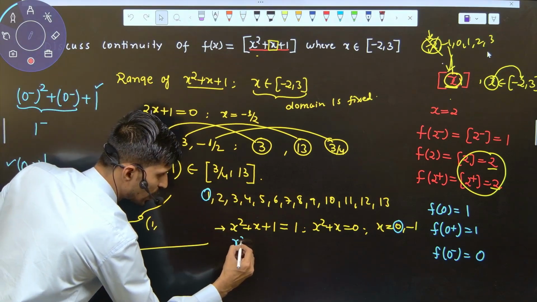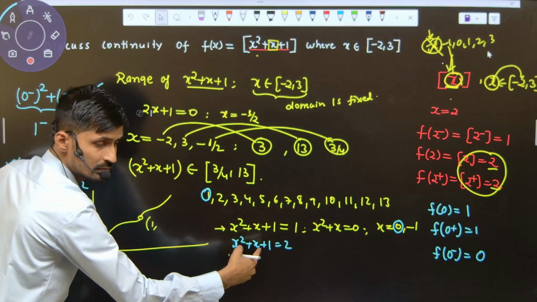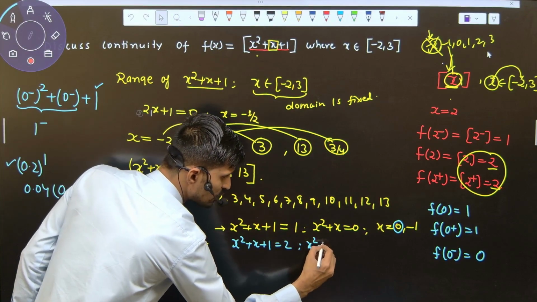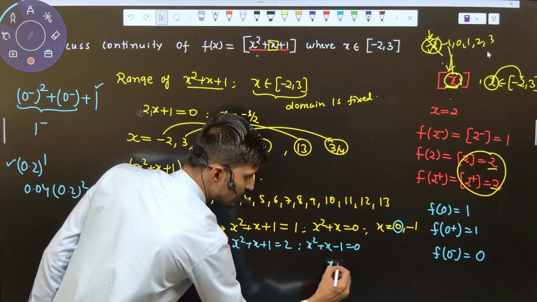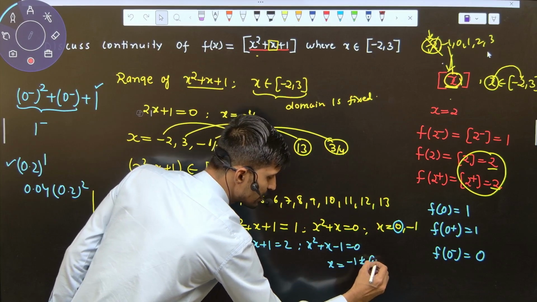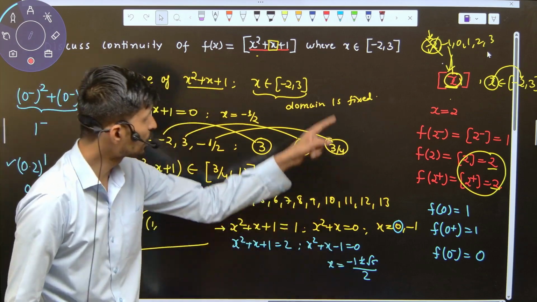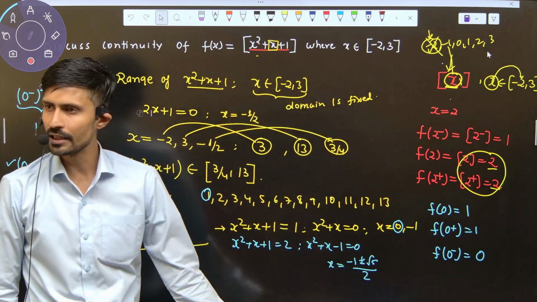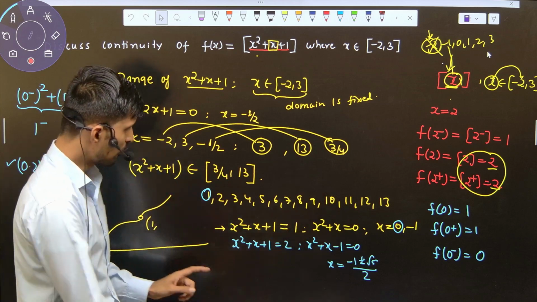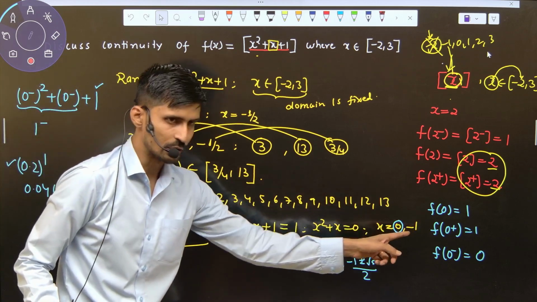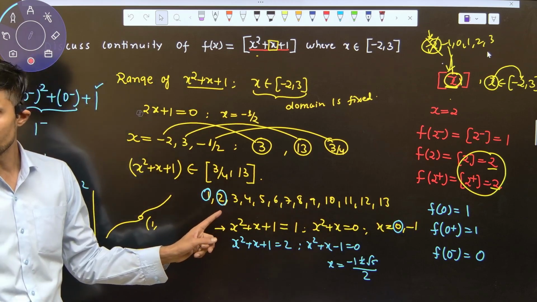I will write x square plus x plus 1 equals 2. 2 will come this side, that will come x square plus x plus 1 minus 2, that is x square plus x minus 1 equals 0, and x will be minus 1 plus minus root 5 by 2. Now we have to check whether both points lie between minus 2 to 3 or not. If it is lying, it will count as a point of discontinuity. Not lying, will not count. So from the first we got 2 points of discontinuity. Now we are going to check for 2, how many points of discontinuity we will get.